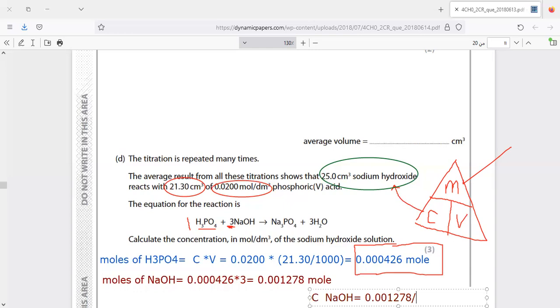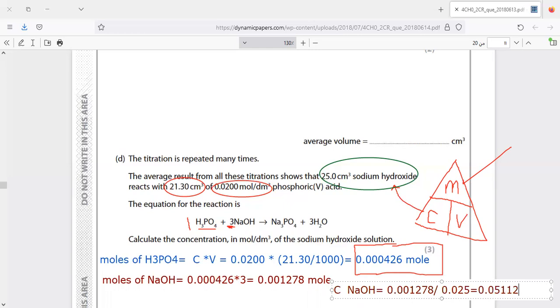25 divided by 1,000 is 0.025. So just moles, which I found from the mole ratio, divided by the volume, which already exists in the question, equals 0.05112 mole per cubic decimeter. Got it?